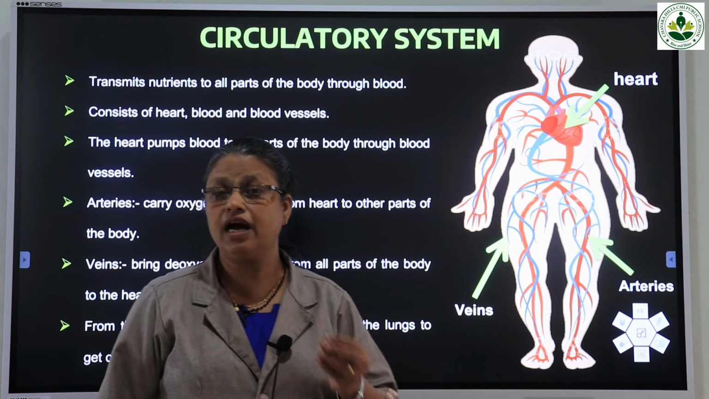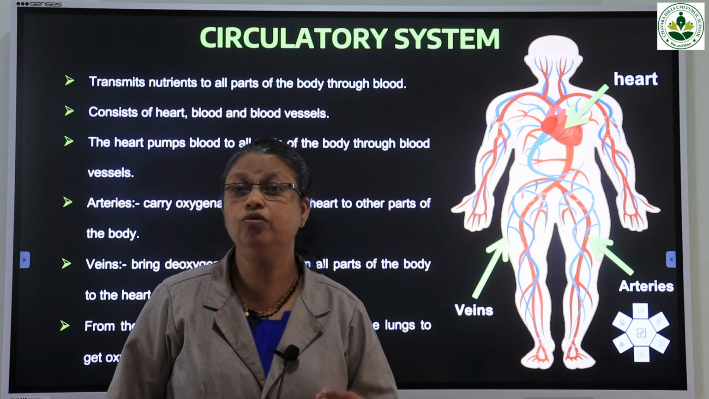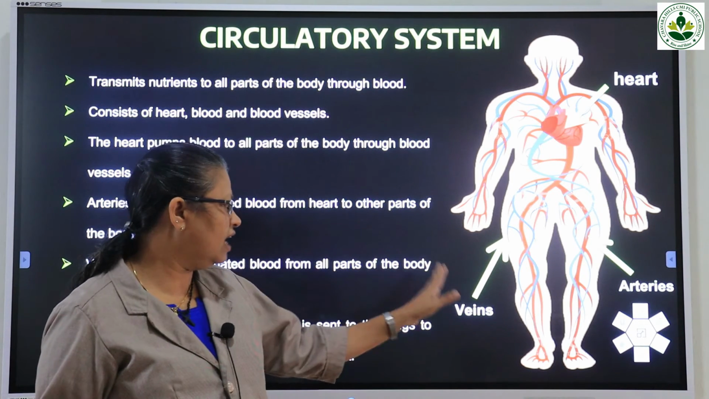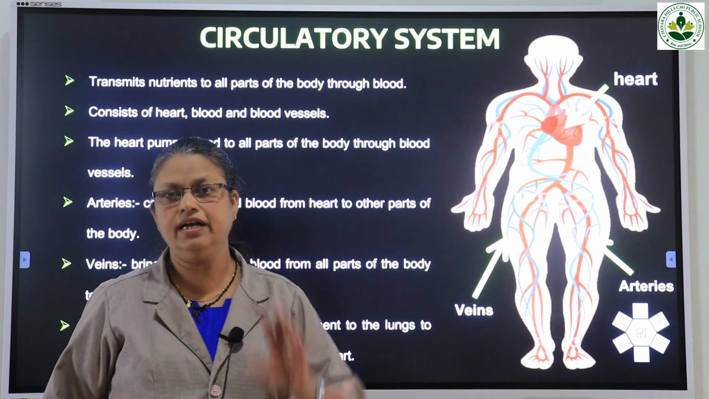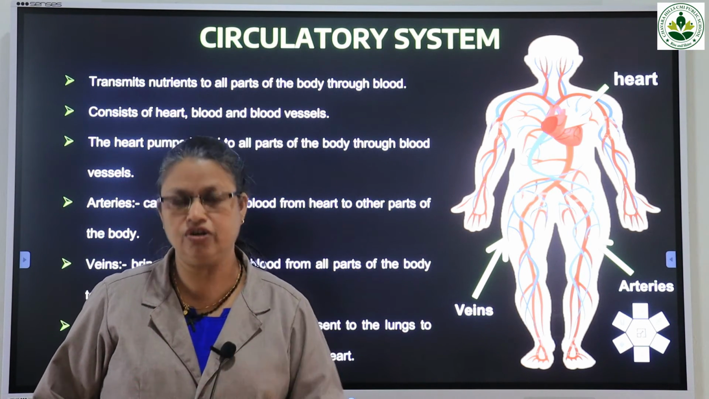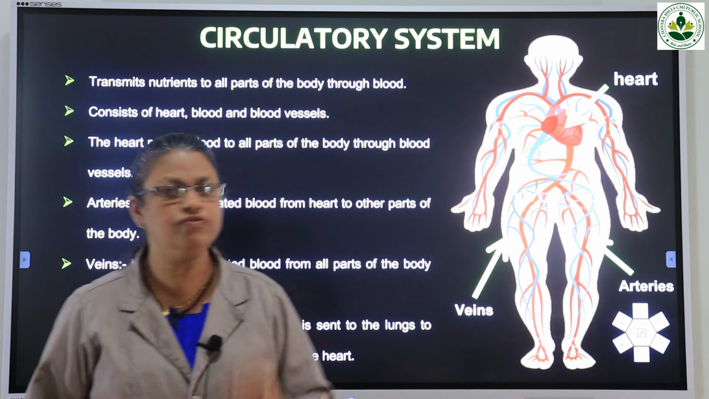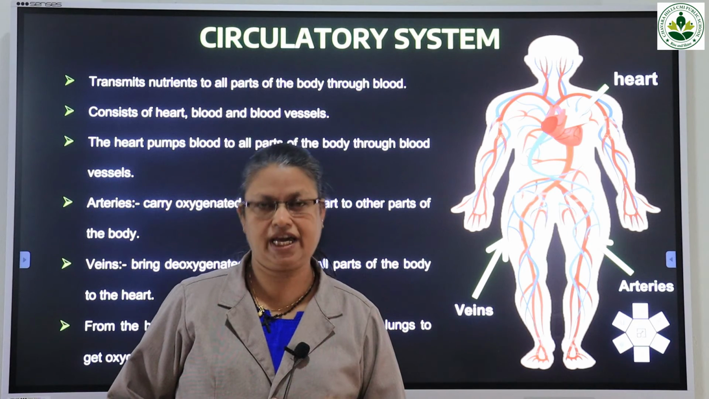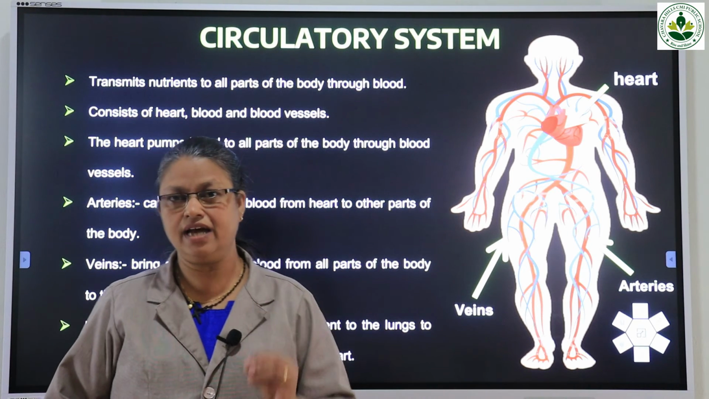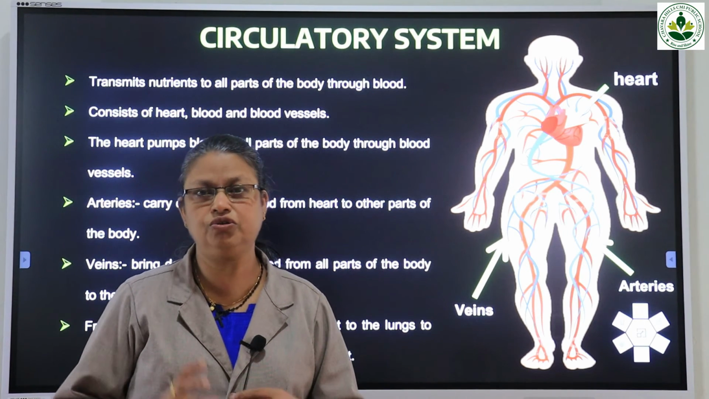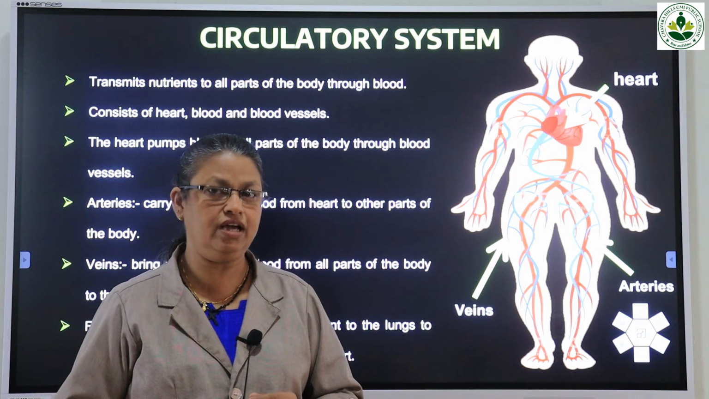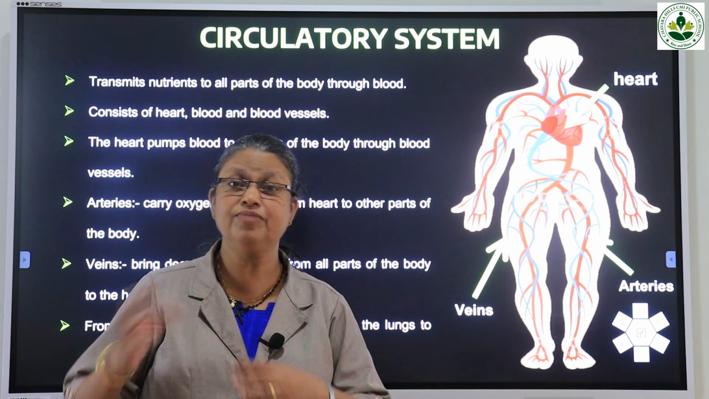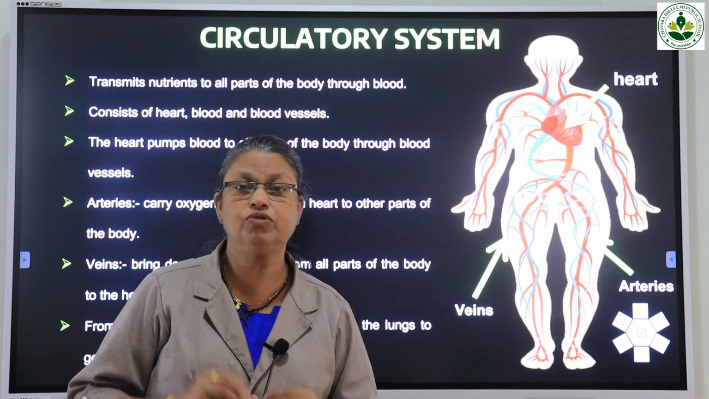The blood is carried to all the parts of the body through blood vessels. There are 2 types of blood vessels. They are arteries and veins. In class 3 we studied what is the function of arteries and what is the function of veins. Yes or no? Do you remember that? Arteries carry blood from the heart to all the other parts of the body, whereas veins carry blood from the other parts of the body to the heart.